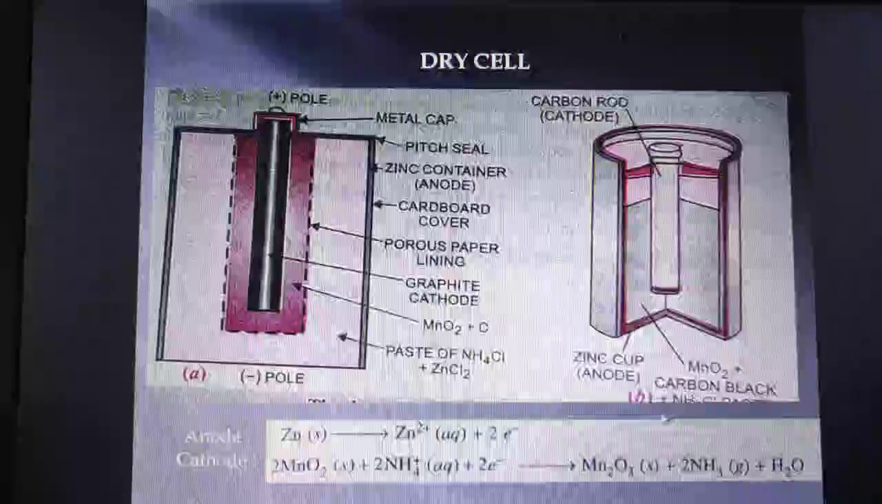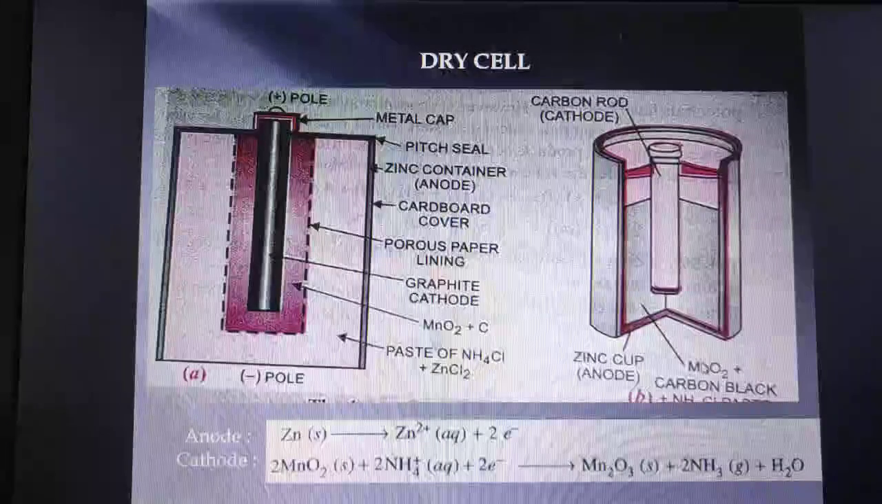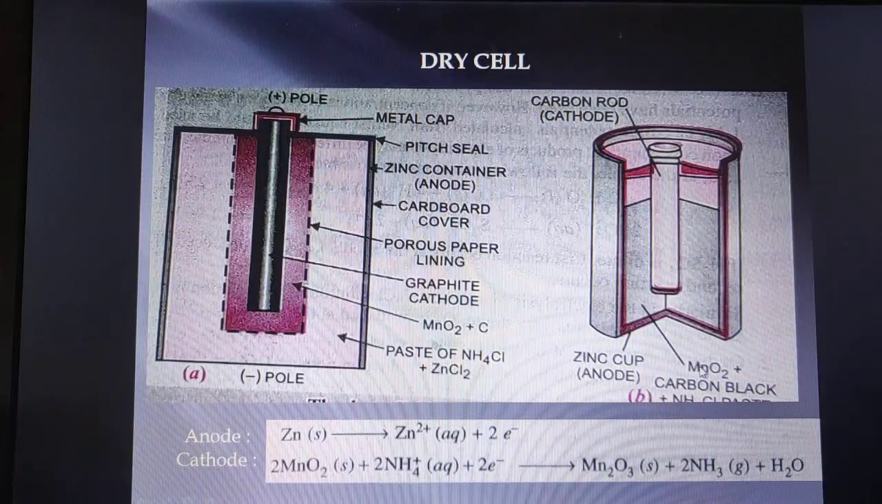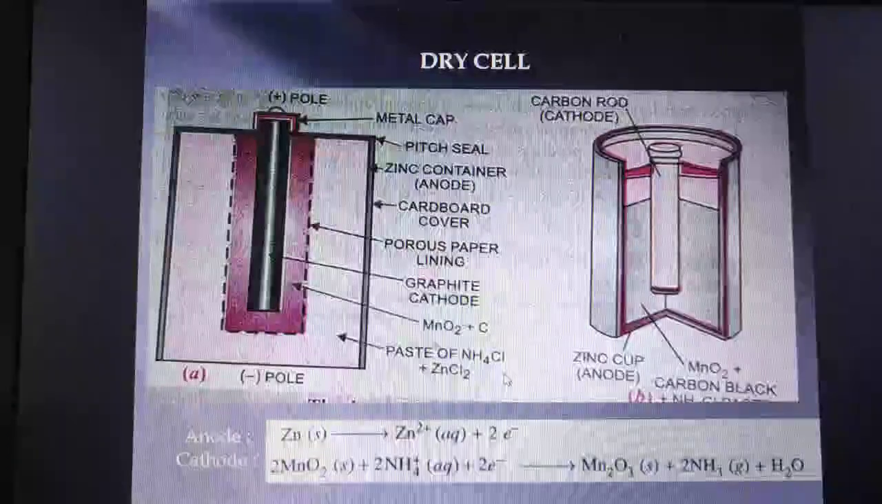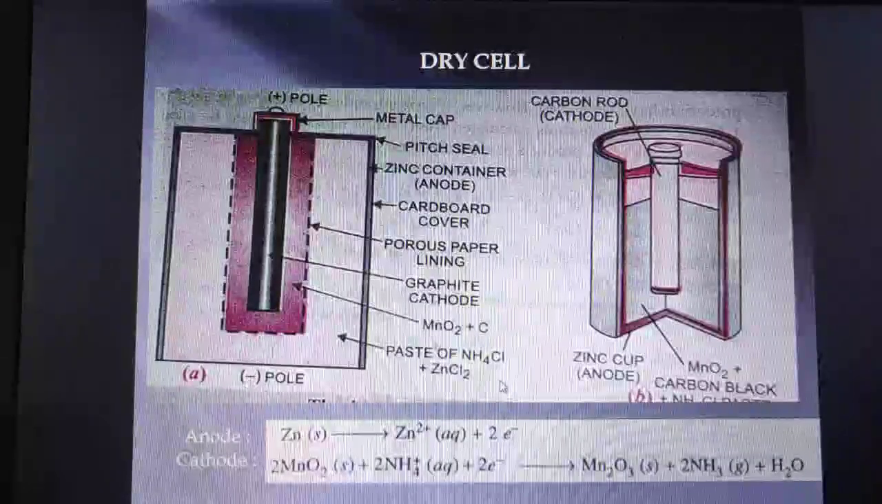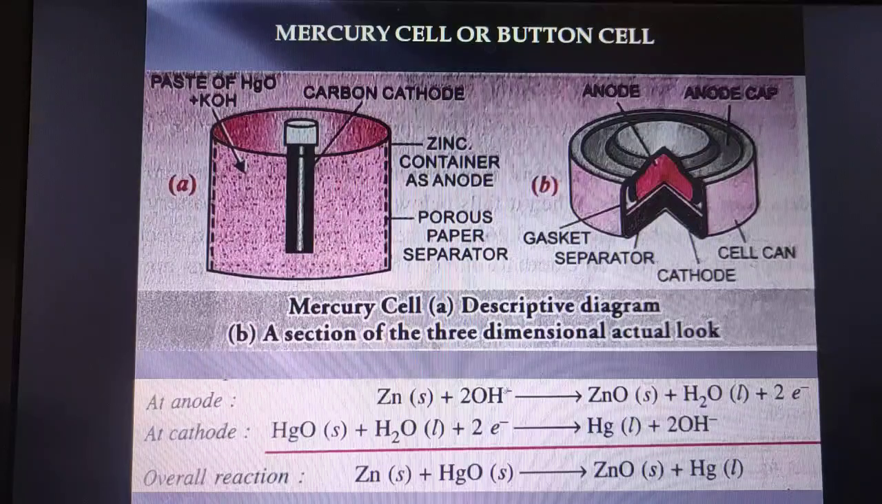Now, these cells have a voltage range of 1.25 to 1.5 volts and they do not have a long life because NH4Cl is acidic in nature and it corrodes the zinc container even when the cell is not in use. Okay, now let us see the next cell called the mercury cell or button cell.